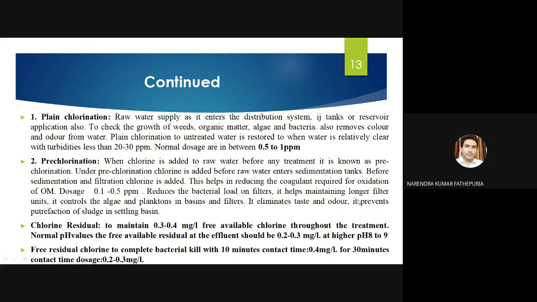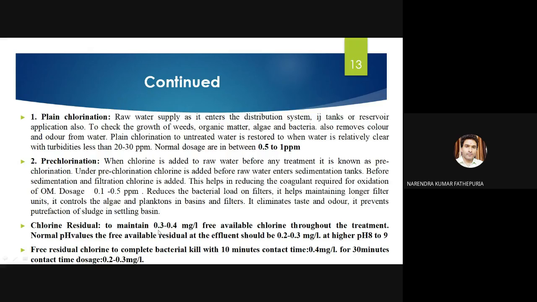It reduces the bacterial load on the filters. It helps maintain longer life of units. It controls the algae and plankton in the basin and filters. It eliminates taste and odor. It prevents putrefaction of sludge in the settling basin. There are various advantages of pre-chlorination in water treatment. Okay, the dosage should be 0.1 to 0.5.